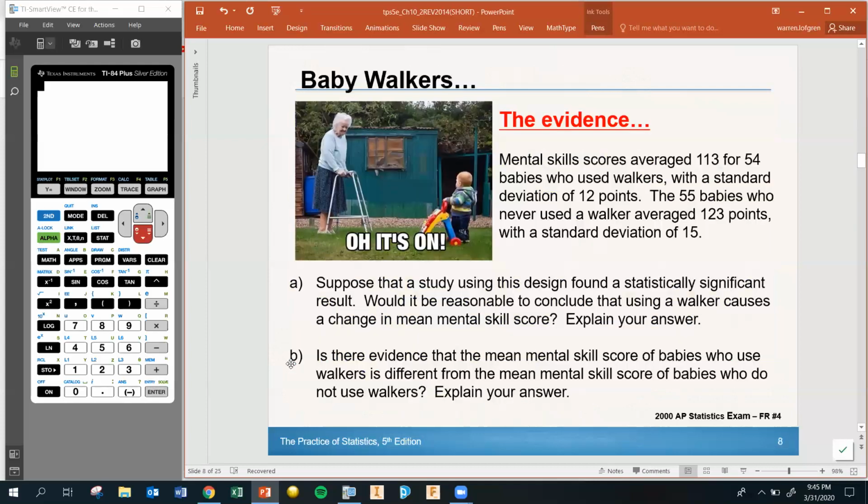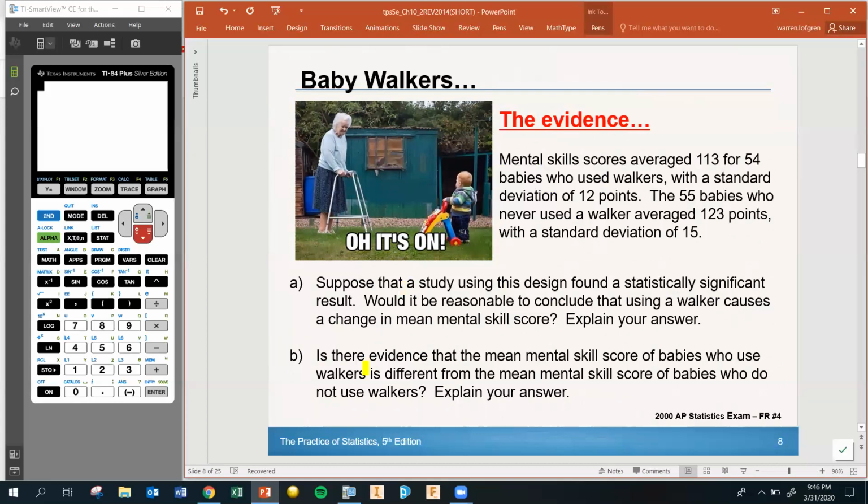So let's go on. Let's look at our actual problem here. We talked about the baby walkers before. We answered question A. We said it was not an experiment, so we couldn't determine that using a walker causes that change in the mean mental skill score. But now here's question B.